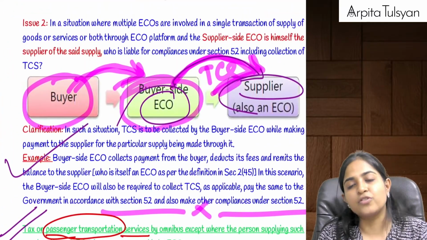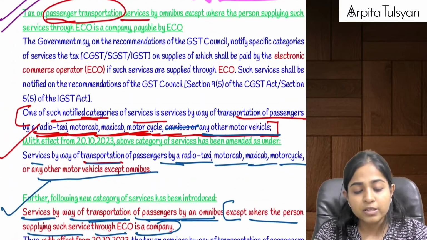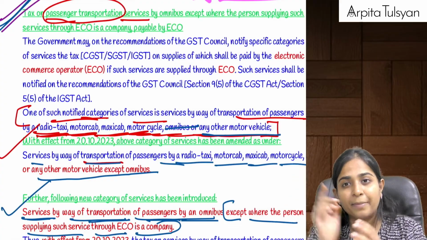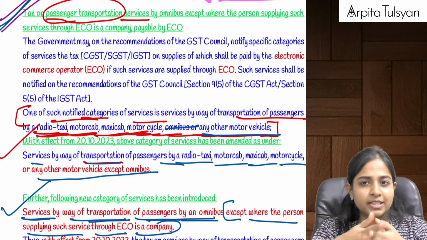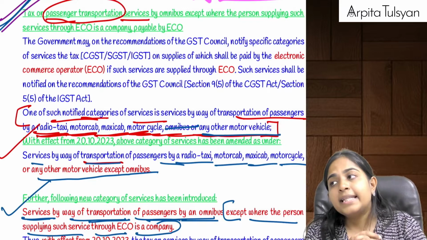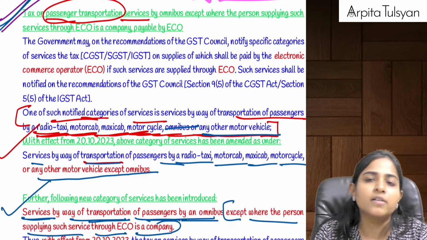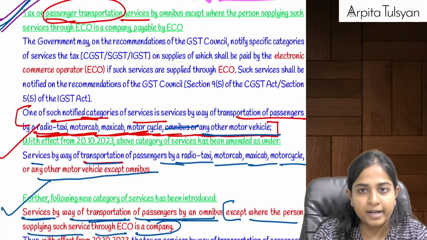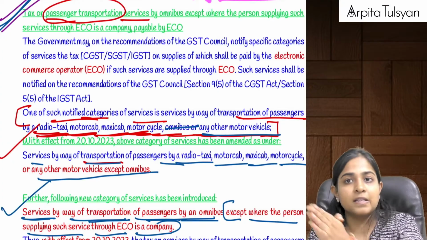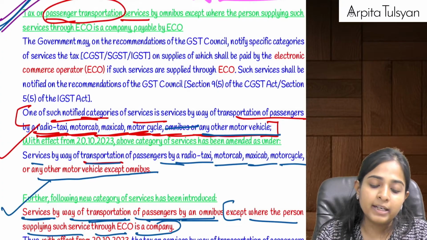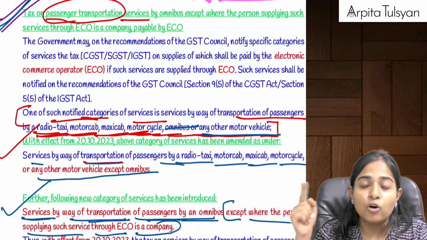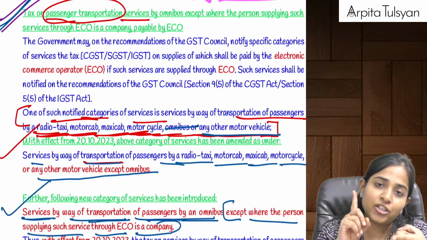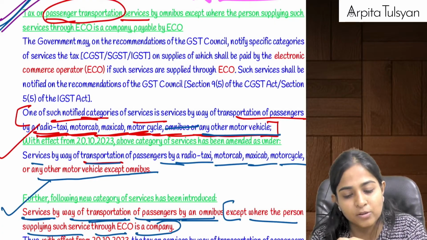This was one clarification which was recently issued after this ONDC concept was introduced, and there is one important amendment in section number 9.5. Just now we discussed those notified services. That is, if notified services like food restaurant services, or transportation of passengers, Ola Uber services, have been provided through an e-commerce operator, like Shiv Sagar providing food services to the customer through Zomato, Swiggy, etc., then in that case their eco was liable to pay the taxes. If the eco was liable to pay the taxes under section 9.5, then section 52 was inapplicable. TCS provisions were not applicable.